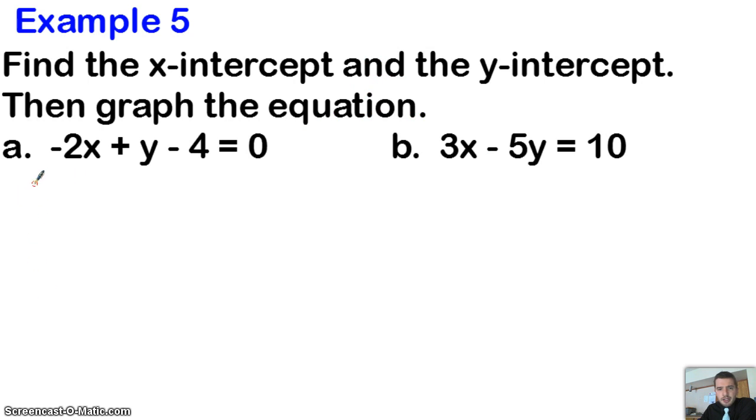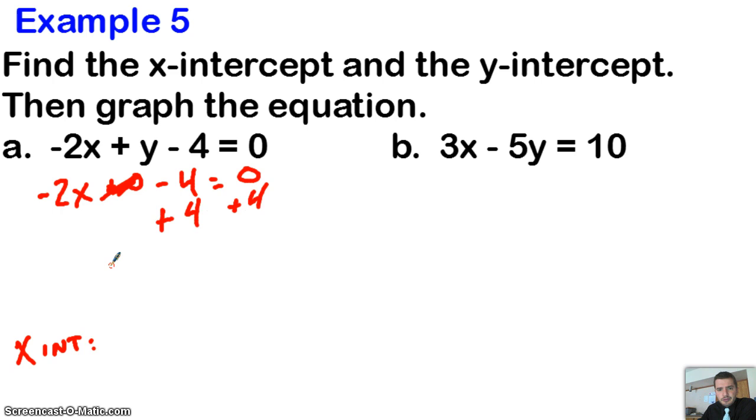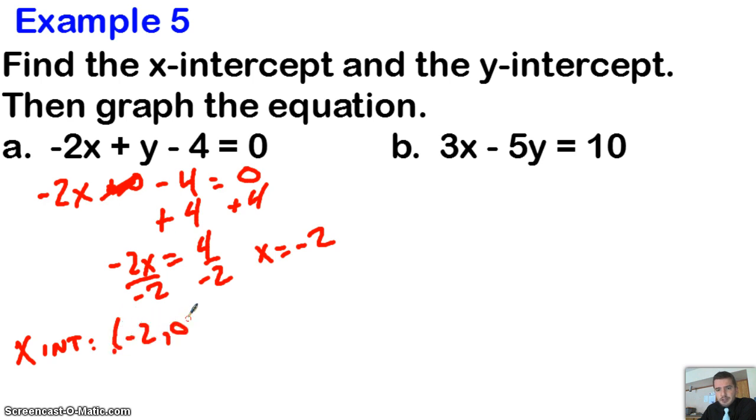I'm going to start with the x-intercept. So I'm going to plug in 0 for y. So -2x plus 0 minus 4 equals 0. This plus 0 is just nothing, so I'm just going to cross it out. So add 4 to both sides. So -2x equals 4. Divide by -2. X equals -2. So now again, the intercepts are points. Be extremely careful there. So the x-intercept will be -2, comma 0.